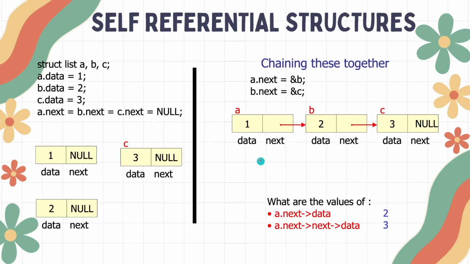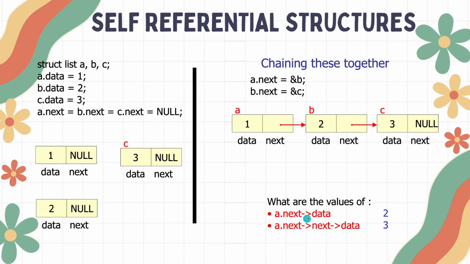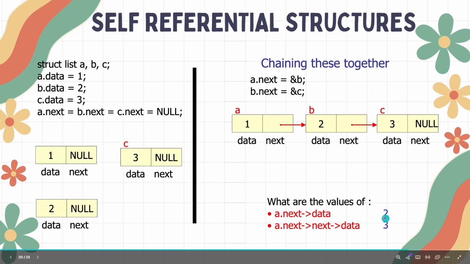So this is the principle behind linked list, the concept of self-referential structures, which we will be using during the implementation of linked list. Now if I ask you what is available in A dot next arrow data, it means A dot next is this portion. This portion is pointing to the variable B, and what is available in B's data part is 2, which would be returned as the result. Similarly, if I ask you A dot next arrow next arrow data, then that would be the value of 3.